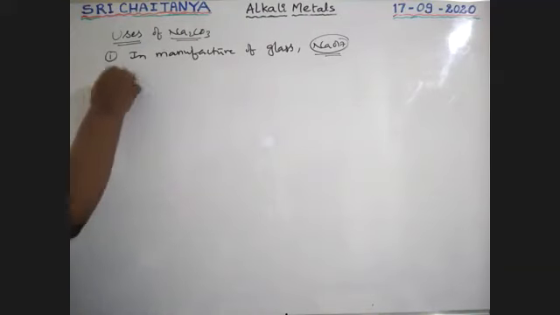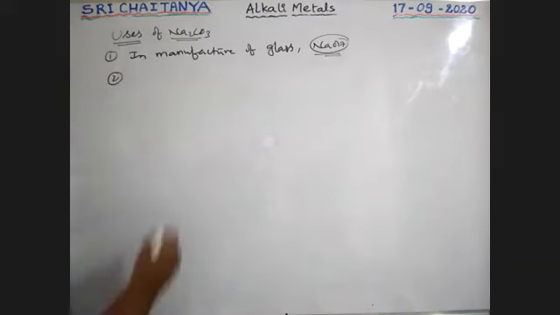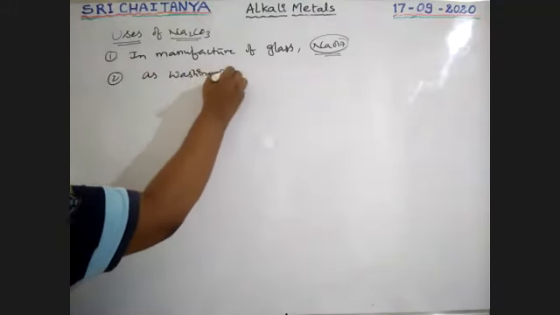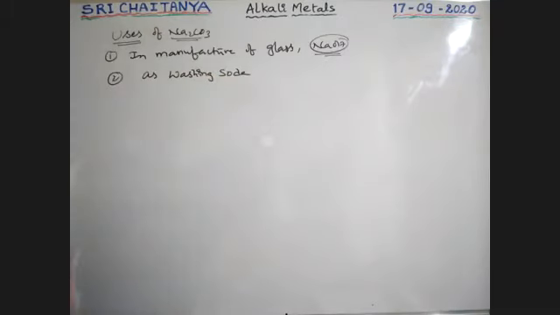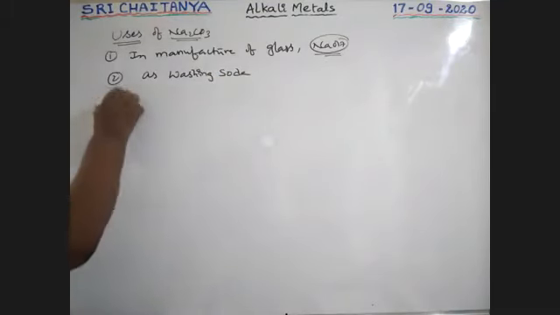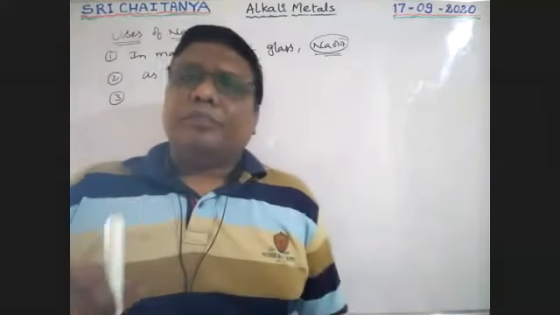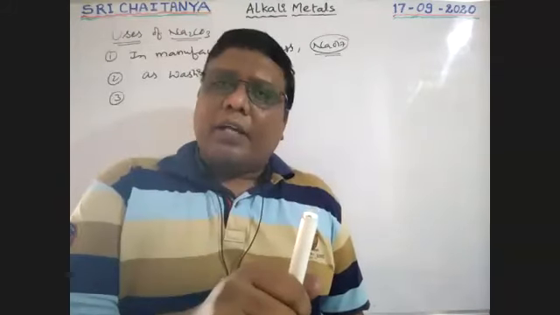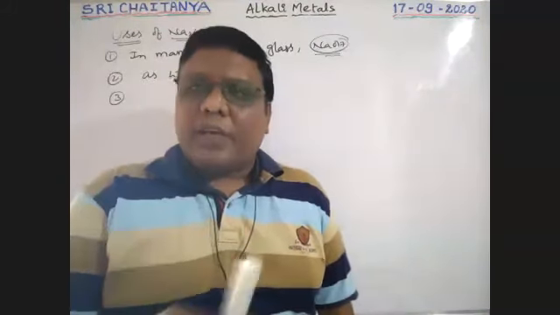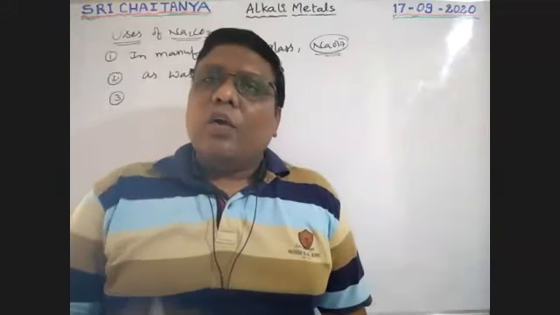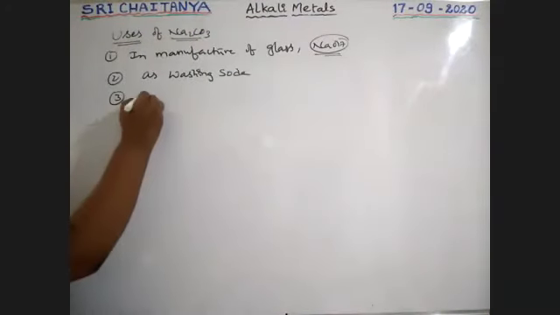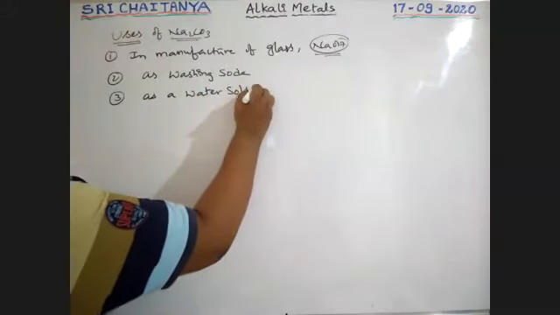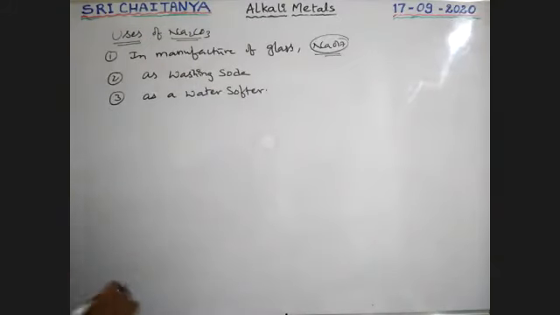Next, second point, it is used as washing soda. Next, see, boys, in hardness of water, Na2CO3 is the chemical used to remove both temporary hardness and permanent hardness. That's why Na2CO3 is used as a water softener.